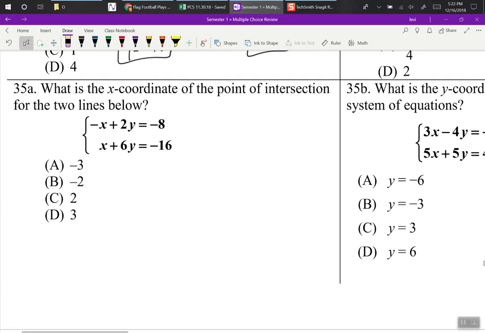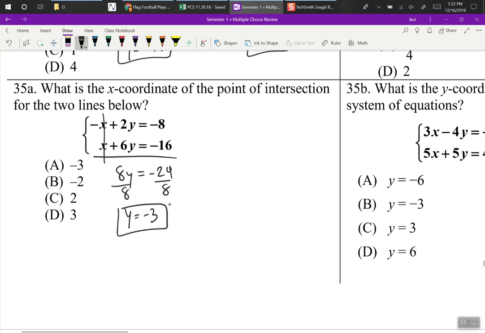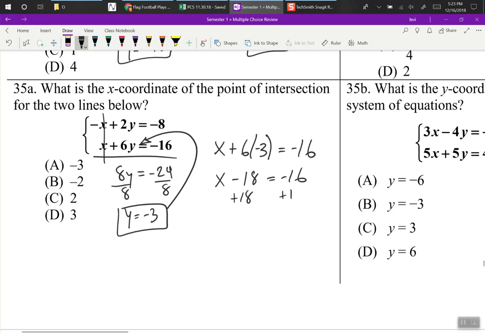35a, what's the x-coordinate here? Well, if we look here, we've got opposites, so we can add our equations together. So we get 8y equals negative 24, divided by 8. And so y equals negative 3. Now to find the x-coordinate, we just plug it in. So let's plug it into the second equation. So x plus 6 times y equals negative 16, and y was negative 3. So x minus 18 equals negative 16. If we add 18 to both sides, we get x equals 2.